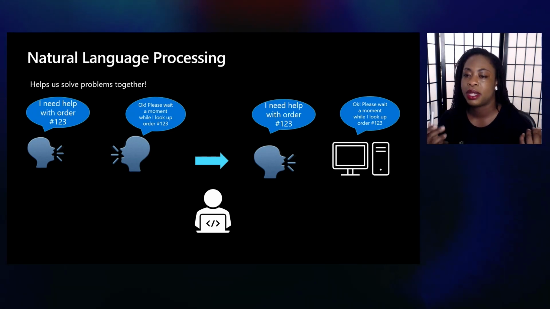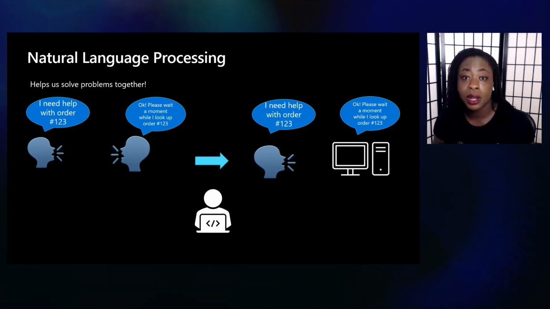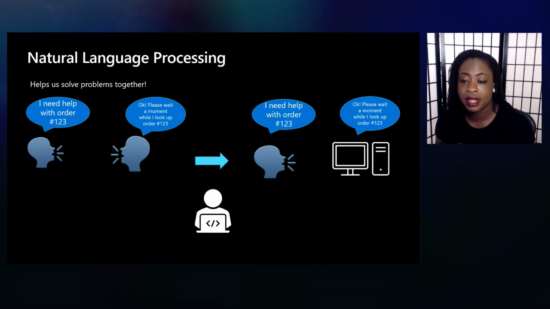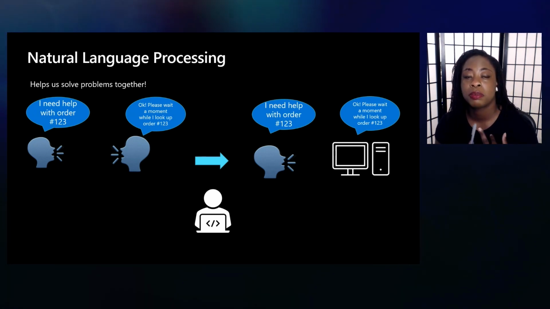So let's think about some keywords here. I know from this sentence, thanks to NLP, or natural language processing, that this person needs help with an order, and they need help with a specific order, 1, 2, 3. So that device has enough information to look up a specific order.